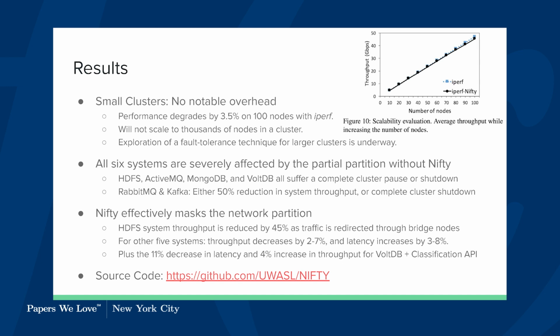The HDFS system throughput is reduced by 45%. I showed you that chart before. That's as traffic is redirected through the bridge nodes. For the other 5 systems, you see throughput decrease between 2 and 7%. Not that big of a deal. Latency increases by 3 to 8%. Also, not that big of a deal. And then we also saw that if you're already using Nifty on VoltDB and you throw in the classification API, it even improves, with an 11% decrease in latency and a 4% increase in throughput. And if you want the source code, there's the link.